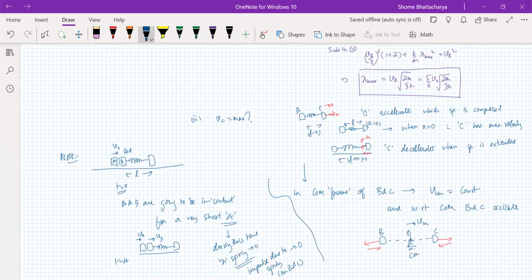Coming back to this, once the collision is over, if you start running along with the center of mass of B and C, you are moving at a constant velocity. But with respect to you, B is initially decelerating and C is initially accelerating. Okay, so this is what is happening in your frame. And eventually after some time, when the spring starts extending, this accelerates back, this accelerates back. So they have a back and forth motion.